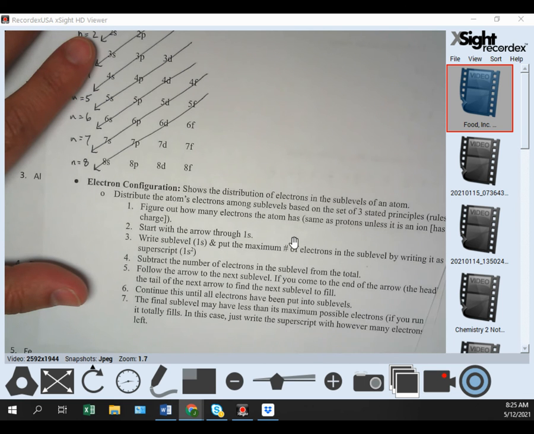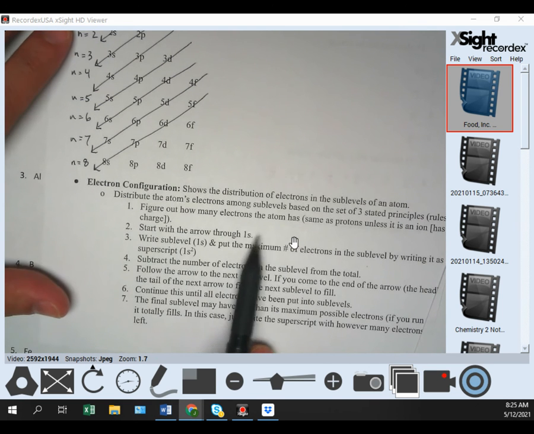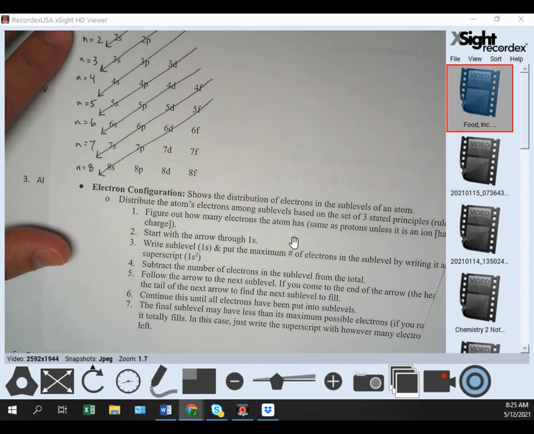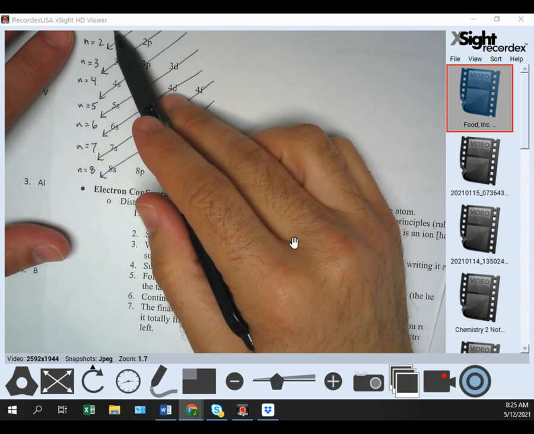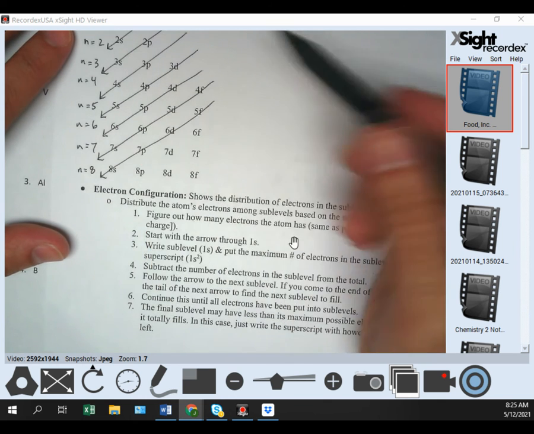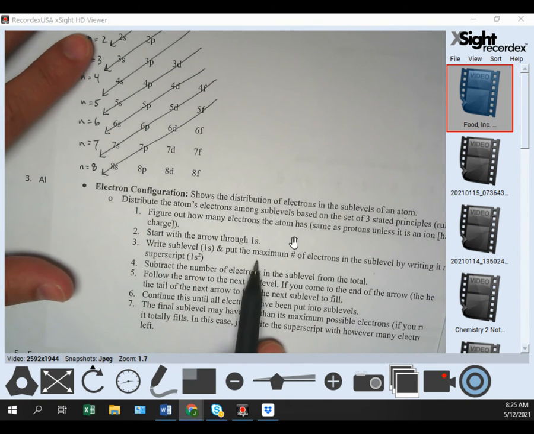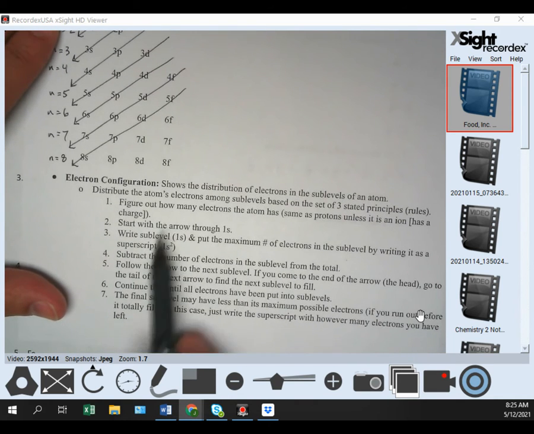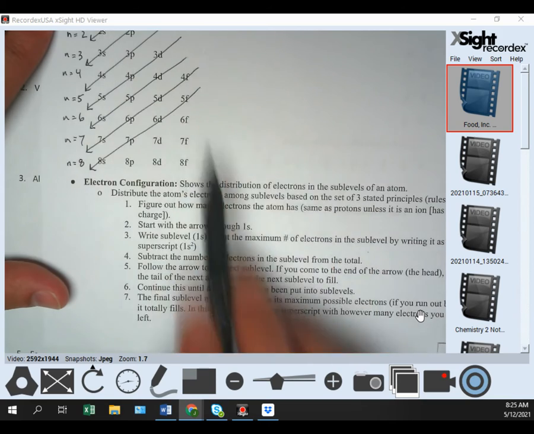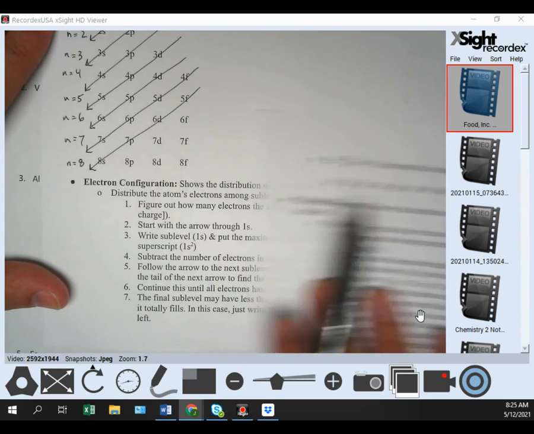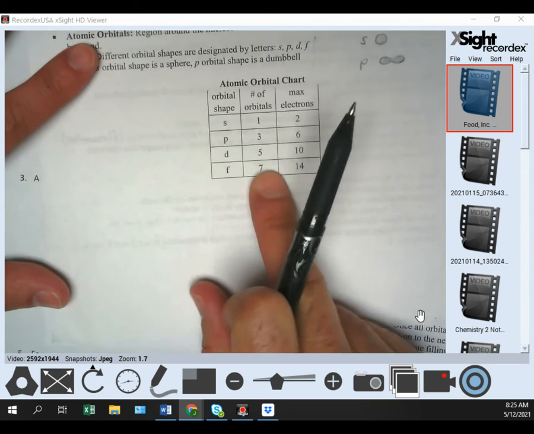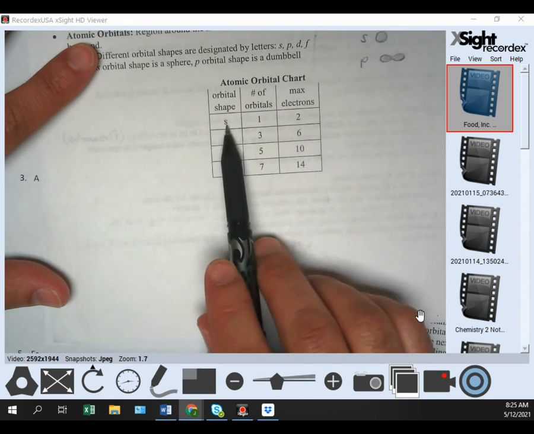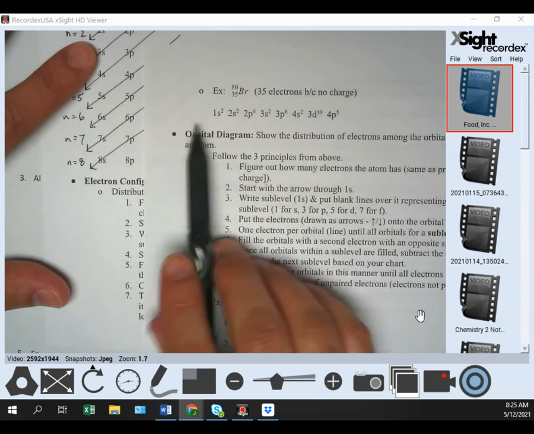Okay, so start with the arrow through 1s. And you follow the arrows from the back to the head of the arrow. Okay? You write the sublevel and put the maximum number of electrons in the sublevel by writing it as a superscript. So the first sublevel you had is 1s. So you write down 1s. Okay, and then this is where this comes into play. S's have one orbital, two electrons. So the maximum electrons for an S is 2. So you do 1s2.